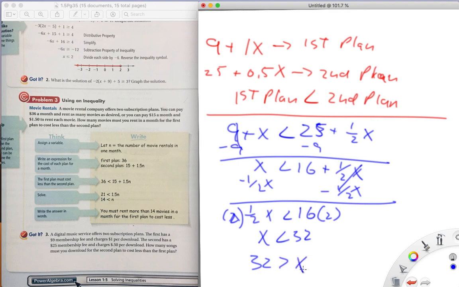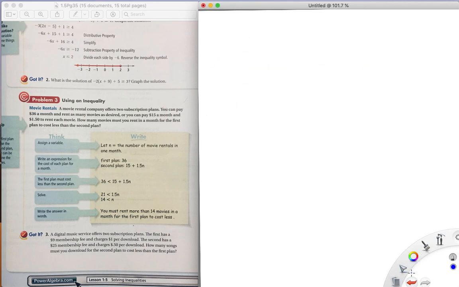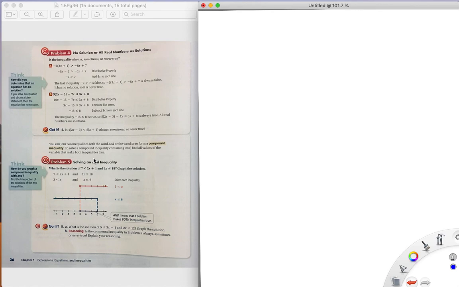So you have to sell more than 32 movies in order for this to work. Or 32, whatever they want. Not movies, downloads. Less than 32 downloads. Alright, moving on. Alright, no solution, real solution, and so on. Okay.